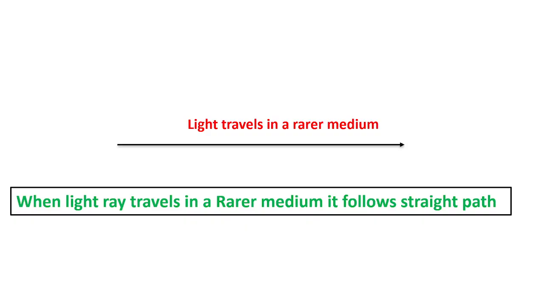When light travels in a rarer medium, no bending action takes place, unless there is an obstruction in the path of the light ray, like a denser medium. For example, a lens in the path of a light ray traveling in a straight manner. When a light ray travels in a rarer medium, it follows a straight path. As soon as a lens is kept in the path of the light ray traveling in a straight manner, bending action takes place due to the concept of refraction.